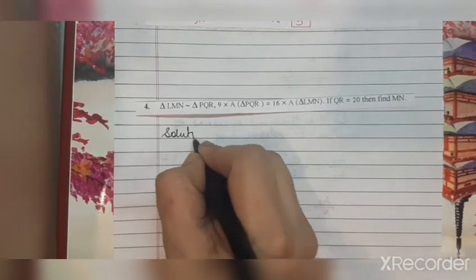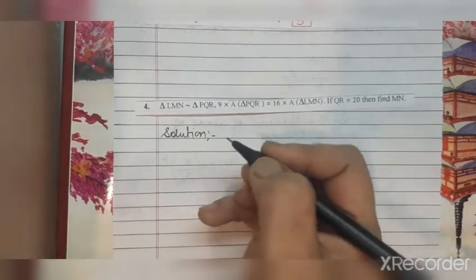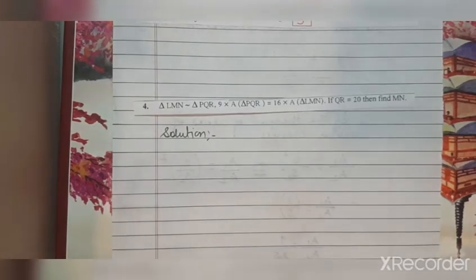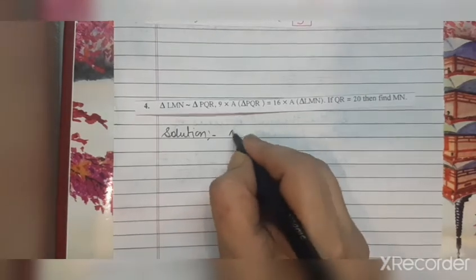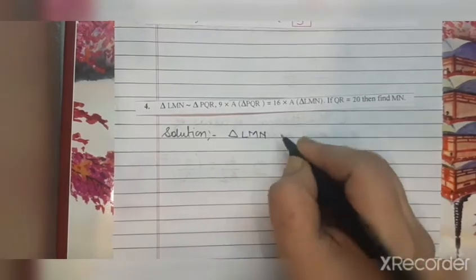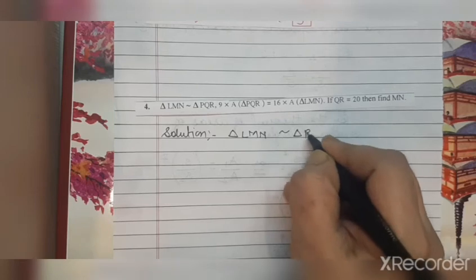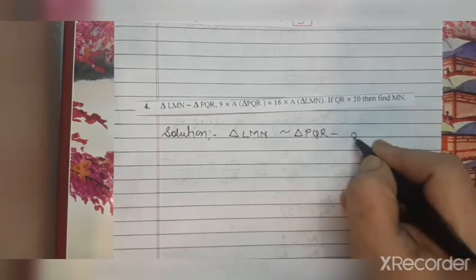Now if you look here, there are two things: the triangles are similar and their areas are given. From this we can start the sum using the theorem of areas of similar triangles. So we start the solution here. Now we'll write here the triangles are similar, which is given.